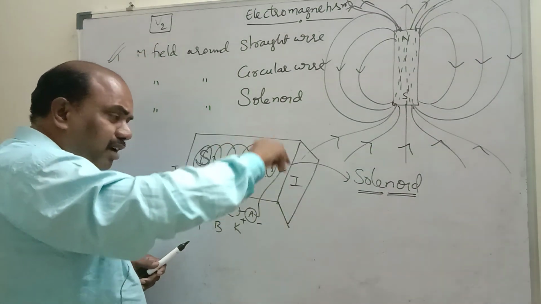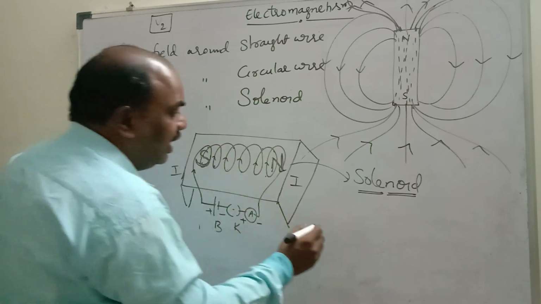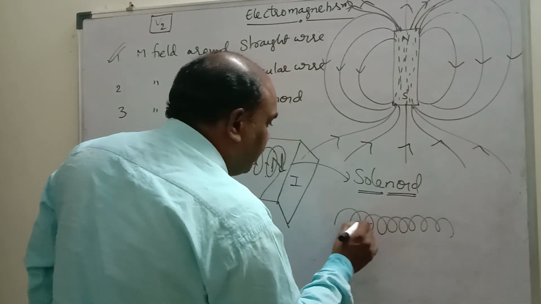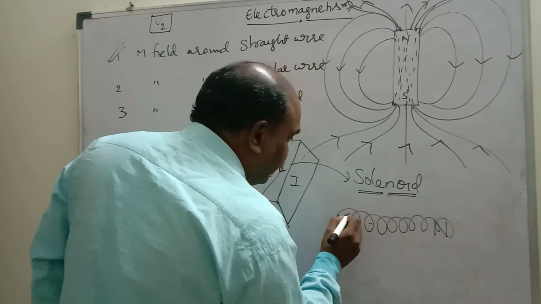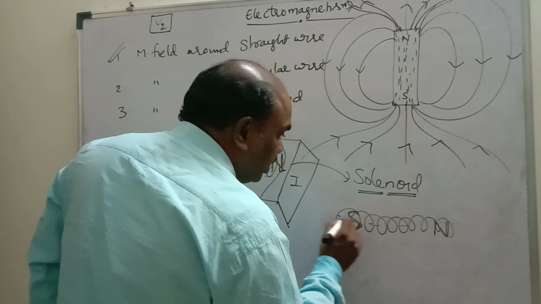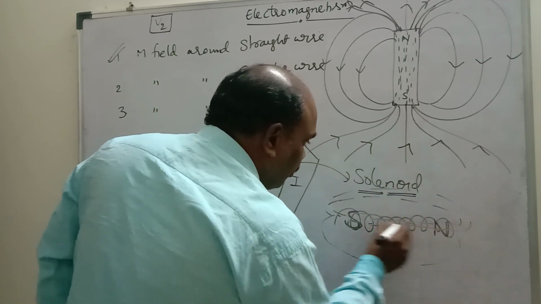If you sprinkle iron filings around the solenoid and jerk the board, you can see the alignment of magnetic lines like this. This is the solenoid. This is the north pole of the bar magnet. This is the south pole of the solenoid. Solenoid is nothing but a bar magnet. You can see magnetic lines both inside and outside like this.